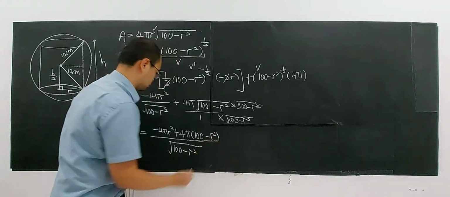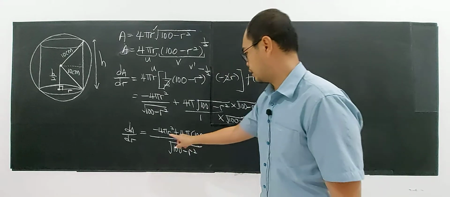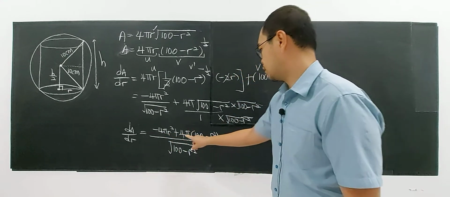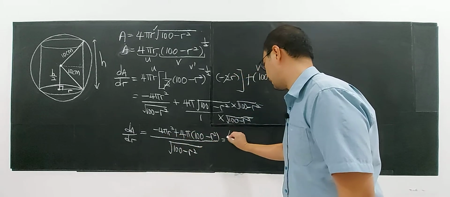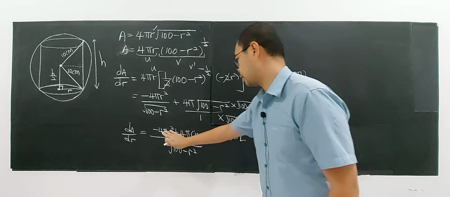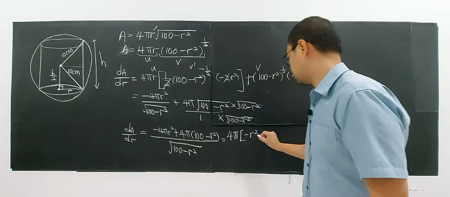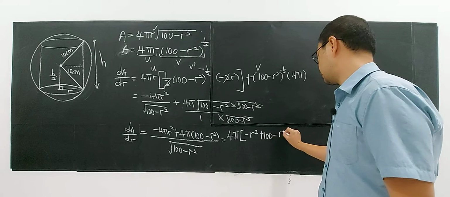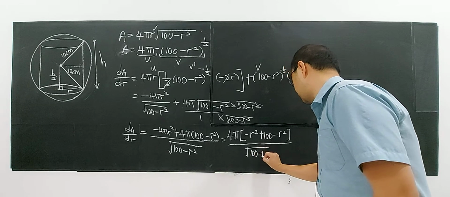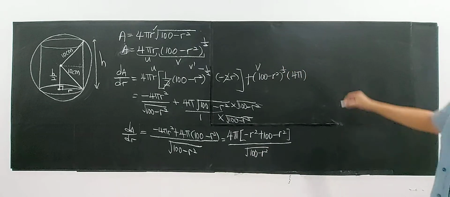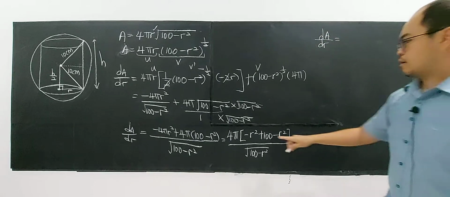minus r to the power of 2. Alright, so finally you have simplified. So you are getting negative 4 pi. I think I'll factorize the 4 pi, it's easy for me to see. So if I take out the 4 pi, then after you take out the 4 pi, you have negative r to the power of 2, negative r to the power of 2, plus 100 minus r to the power of 2, divided by square root of 100 minus r to the power of 2. So rearrange, then my dA/dr will be 4 pi.